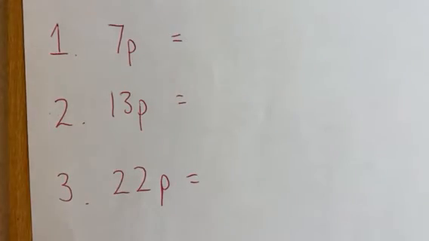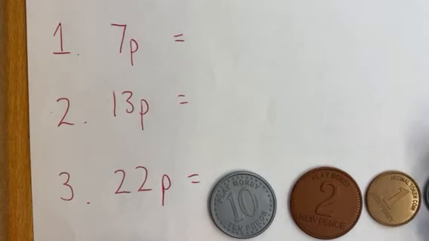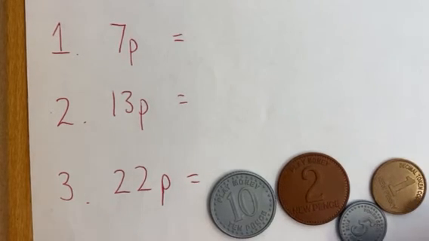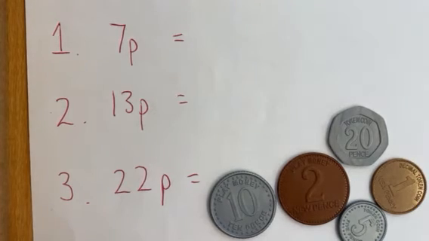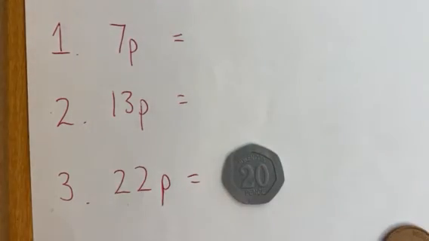Let's go on to the third one, 22 pence. So I'm going to bring back in the coins that we could potentially use for this. Put that there so we can see it. How could we make 22 in the smallest amount of coins? We could make it a variety of ways. However, let's do it the easiest way. I'm going to start with the 20 pence coin. Let's put the 20 pence coin in there.